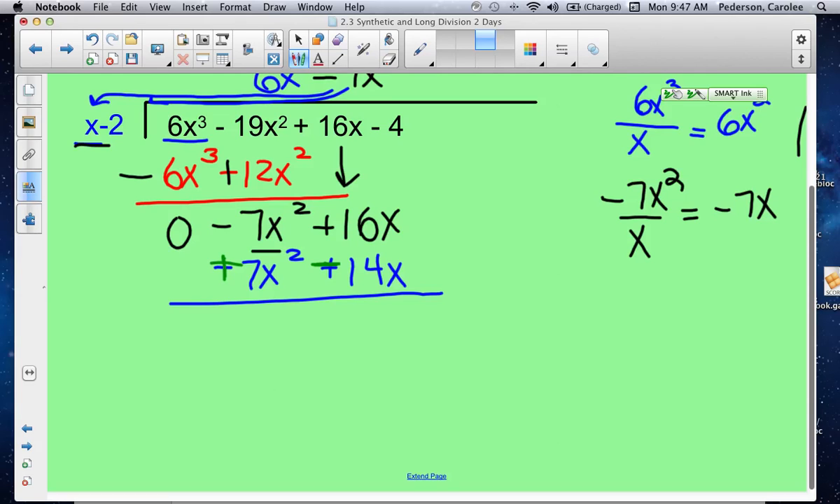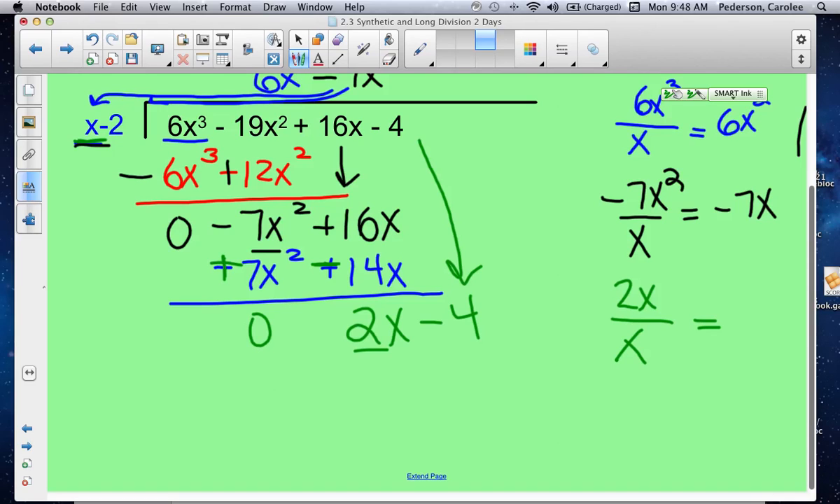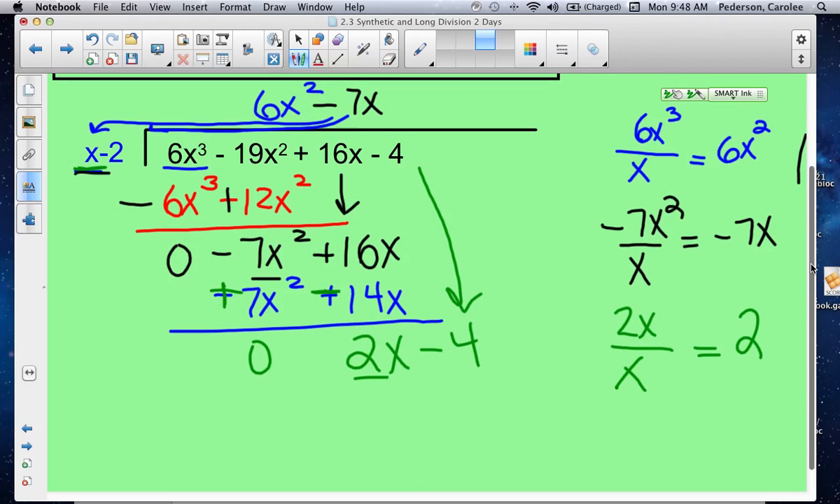So now negative 7x squared plus 7x squared becomes 0. 16x minus 14x is 2x. I can't divide those, so I'm going to bring down the minus 4. Now off to the side, 2x divided by x is 2. So that's what's going to go above right there.